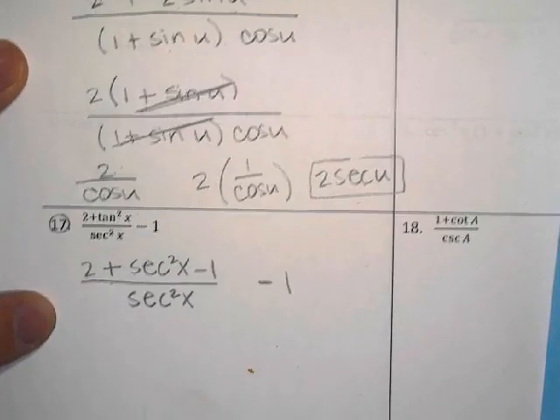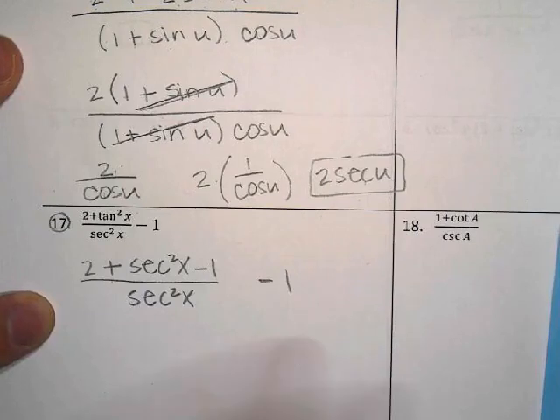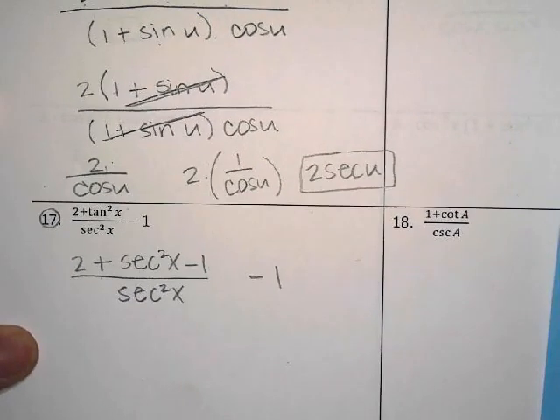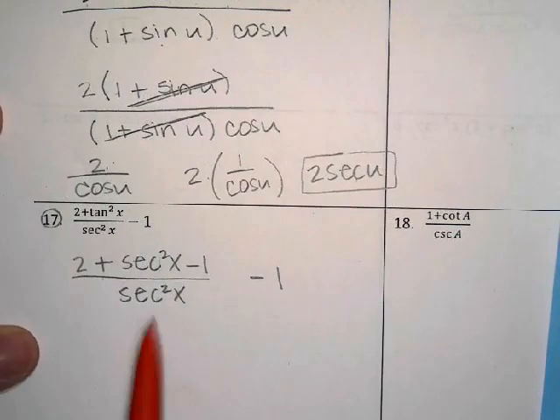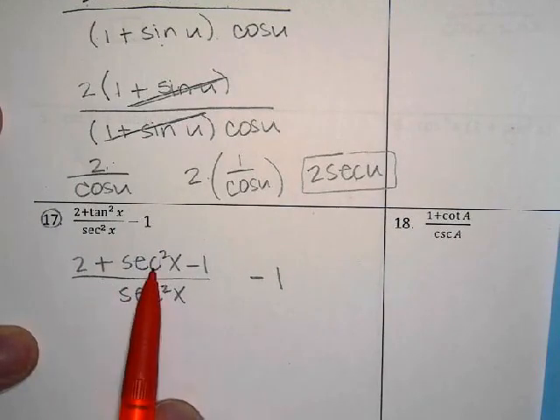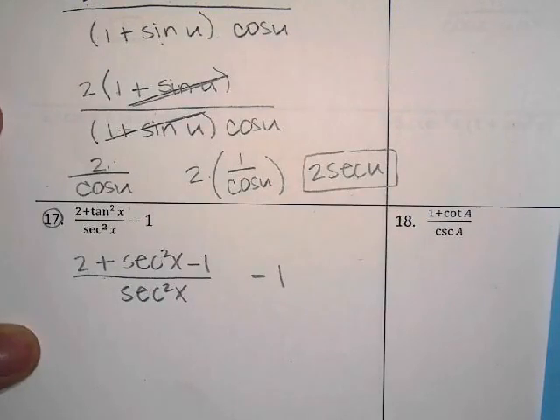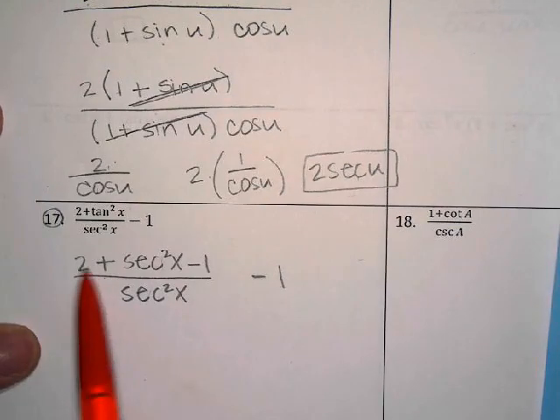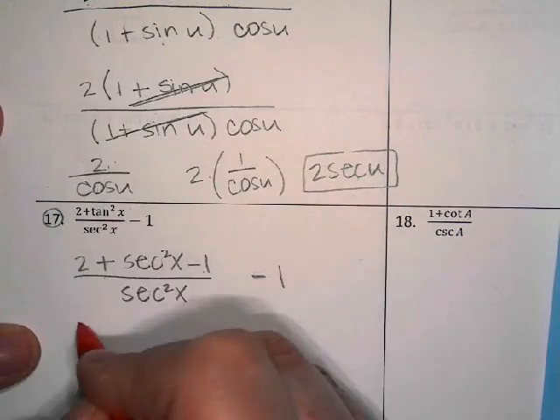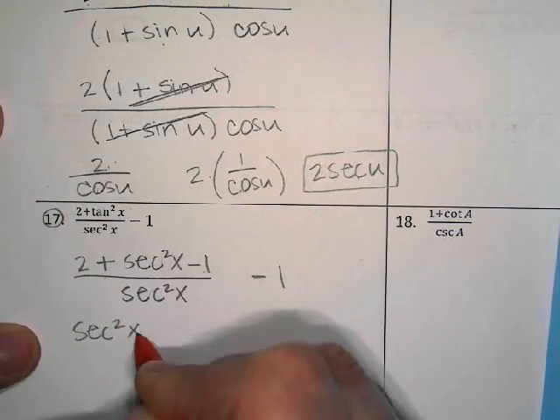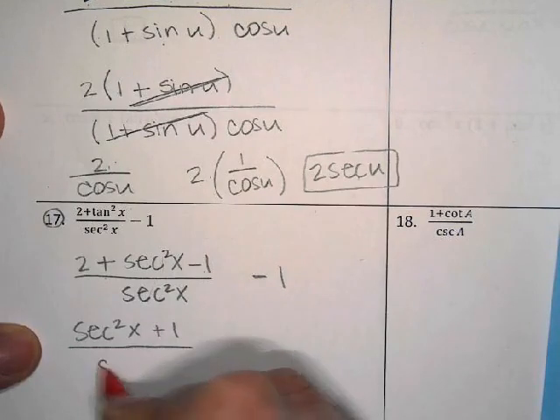All right, what should we do next? Cancel out. Cancel out what? Can we cancel these out? No. We can't cancel those out because this is plus secant squared, and plus and divide don't cancel. We can combine like terms though. A positive 2 and a negative 1 gives you 1. Okay, so we have secant squared plus 1 over secant squared with a minus 1 on the end, okay?